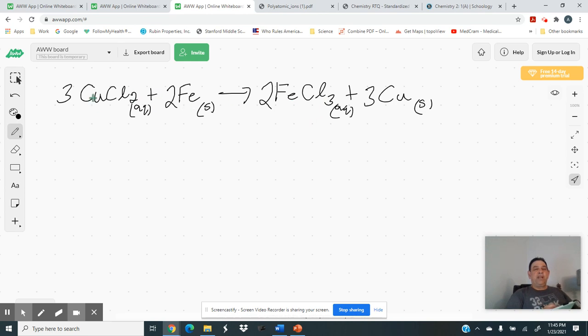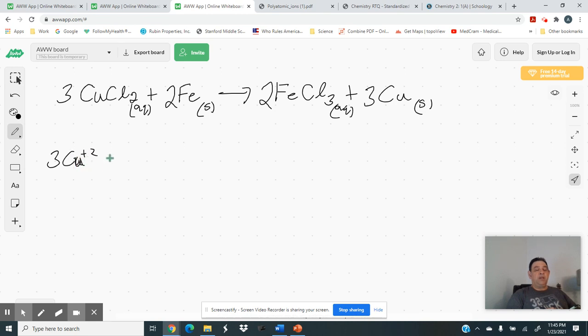Step 2, break these up into their ions. I'm going to go a little faster because we've seen a couple of examples already, and I want to get to something else here. So I'm not really showing you how to do this at this point. Breaking up into ions, I'm going to get into another point later on. All right, so 3 CuCl2s break up into 3 copper ions.